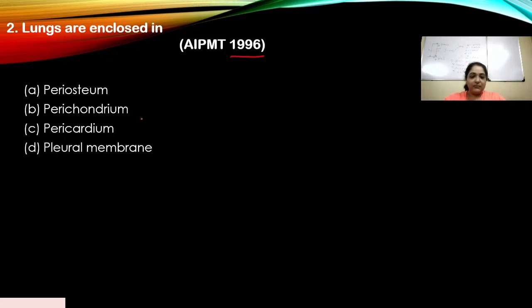A is periosteum, B is perichondrium, C is pericardium and D is pleural membrane. Periosteum is the structure that surrounds bones. Perichondrium is the structure that surrounds the cartilage. Pericardium is the structure that surrounds the cardium, the heart. And pleural membrane is the structure that surrounds the lungs. As we've seen in the previous question also, it was pleural membrane that surrounds the lungs. So the right answer is D. If you got D, that means you've got the right answer.